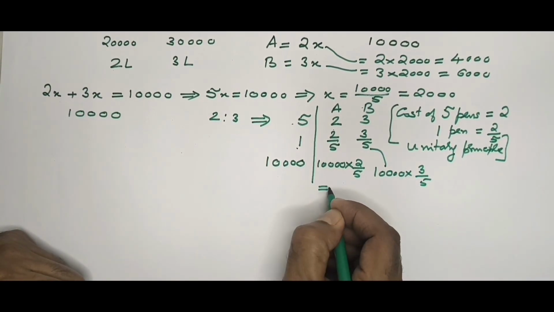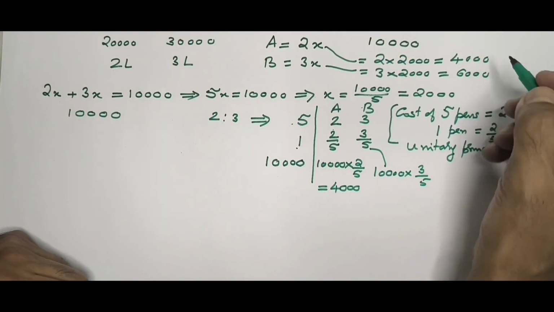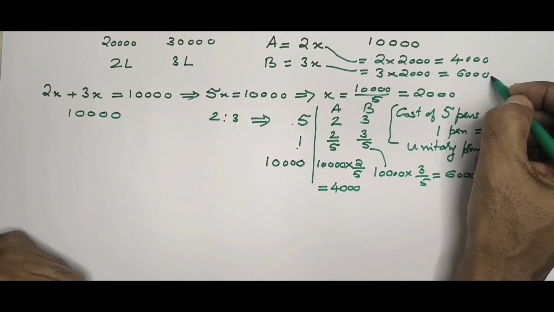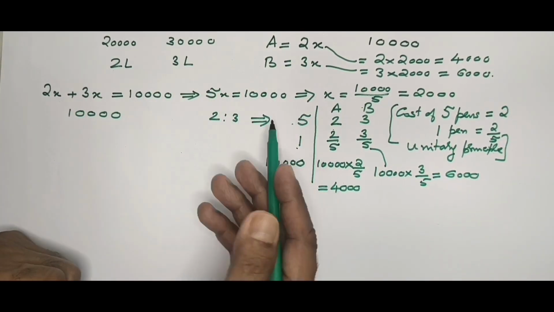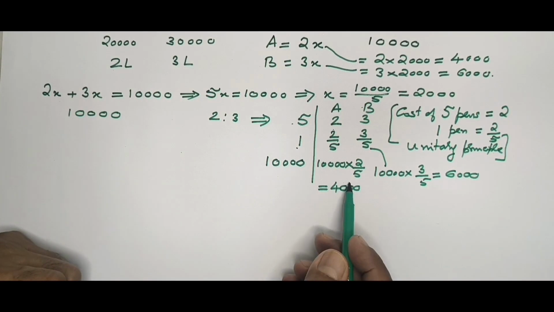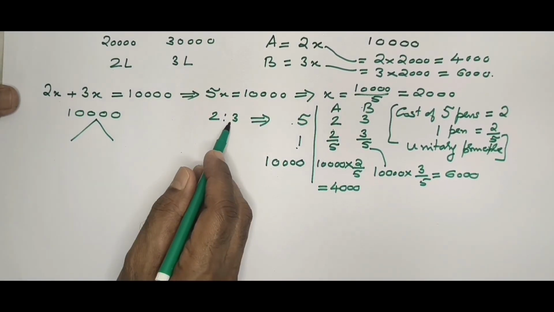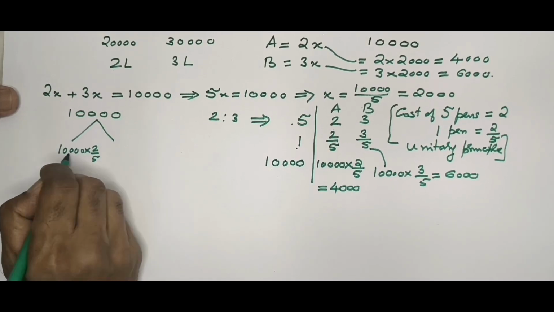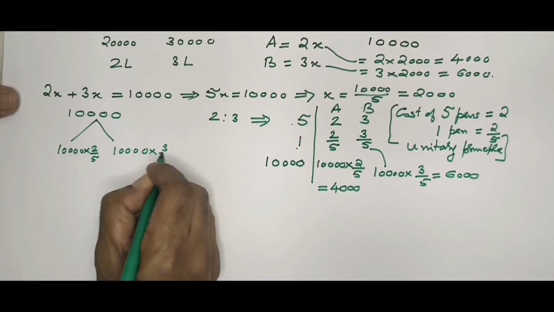This on simplification is 4,000. And this is the figure given here. Again, this on simplification is 6,000. This is the figure given here. So you don't need to use the definition of ratio in simple problems. You may take this approach. Many people know how to divide 10,000 into the ratio 2 is to 3. When you divide, this is what you write, the salary of A, and this is the salary of B.